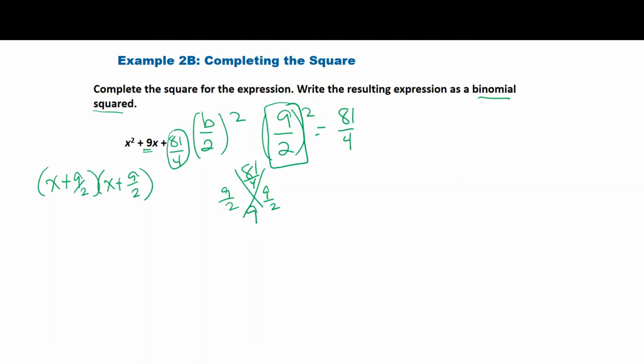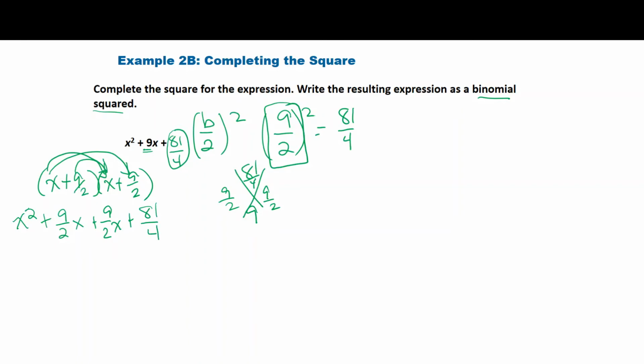All right, and I'm just going to go ahead and FOIL this out just so you can prove that this is correct. Okay, so we say x times x is x squared, plus x times 9 over 2 is 9 over 2x, plus 9 over 2 times x again, 9 over 2x, plus 9 over 2 times 9 over 2 is 81 over 4.